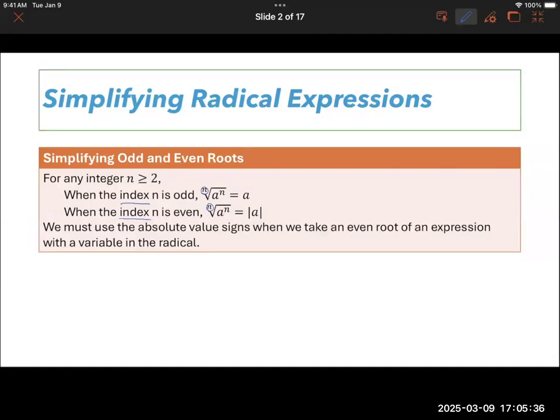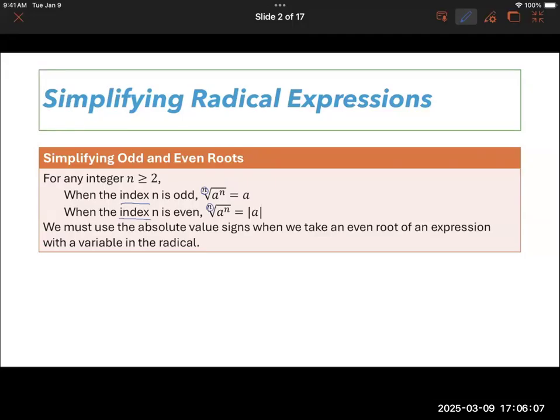With n being even, we have to be a little bit more careful because it's really going to result in the absolute value of a, meaning that we are only ever really interested in the positive result of what that even root is going to be. So if we take the square root of 9, we always say the answer is just 3. We don't say it's plus or minus 3, or we don't include the negative 3 in the answer.